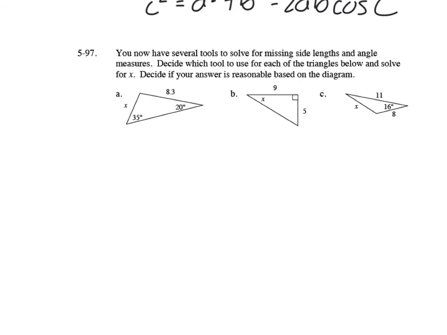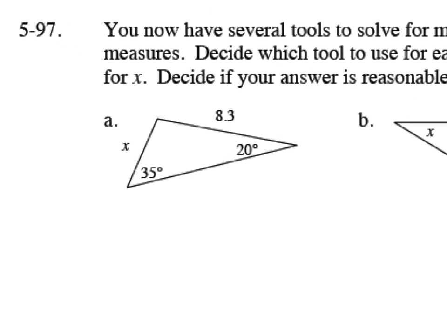In problem number 97, it says you now have several tools to solve for missing side lengths and angle measures. Decide which tool to use for each of the triangles below and solve for x. In this first problem, letter A, we don't have a right angle, so I know I'm going to use the law of sines or the law of cosines. We should be able to easily find this missing angle. If you added those two together and subtracted from 180, you should get 180 minus 55 degrees, which is 125. So now we have three angles and a side.